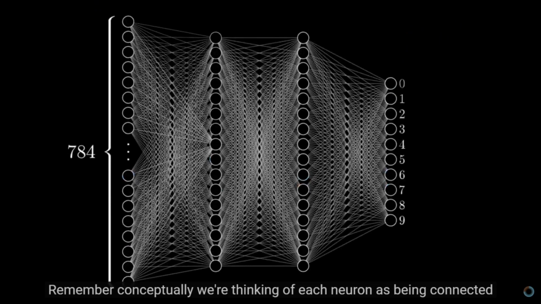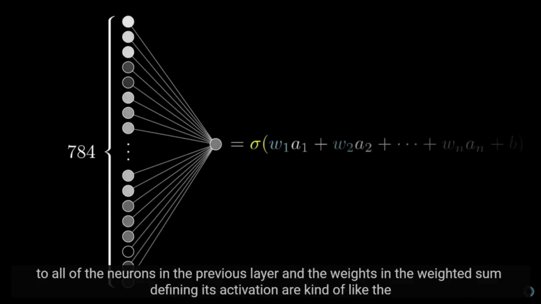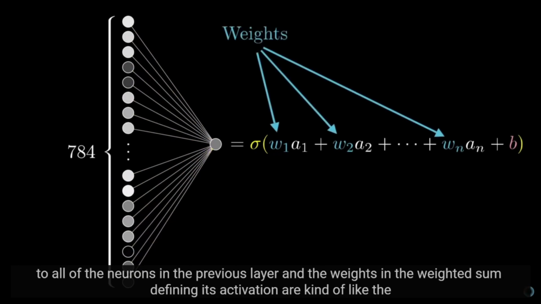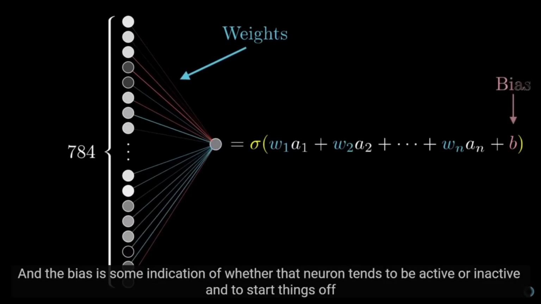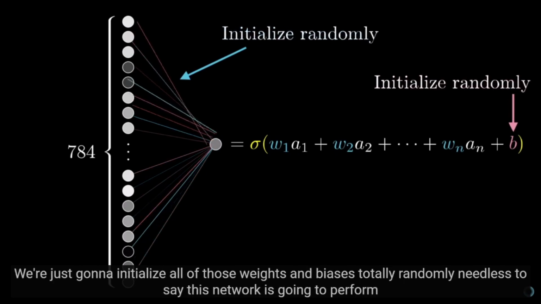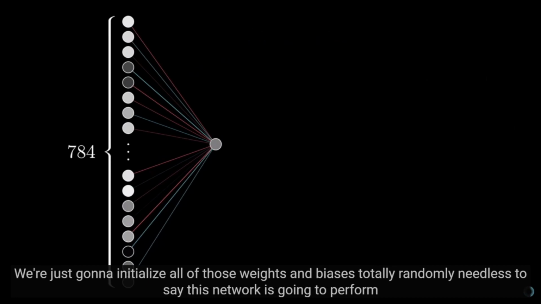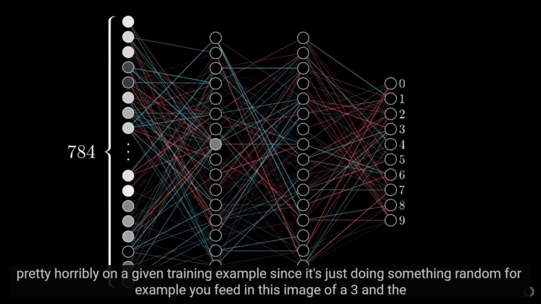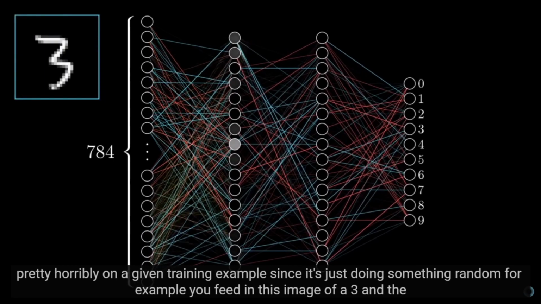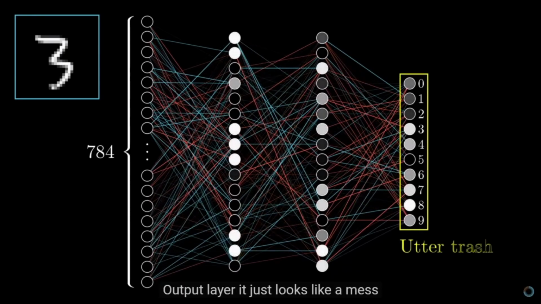Remember, conceptually, we're thinking of each neuron as being connected to all of the neurons in the previous layer, and the weights in the weighted sum defining its activation are kinda like the strengths of those connections. And the bias is some indication of whether that neuron tends to be active or inactive. And to start things off, we're just going to initialize all of those weights and biases totally randomly. Needless to say, this network is going to perform pretty horribly on a given training example, since it's just doing something random. For example, you feed in this image of a 3, and the output layer just looks like a mess.